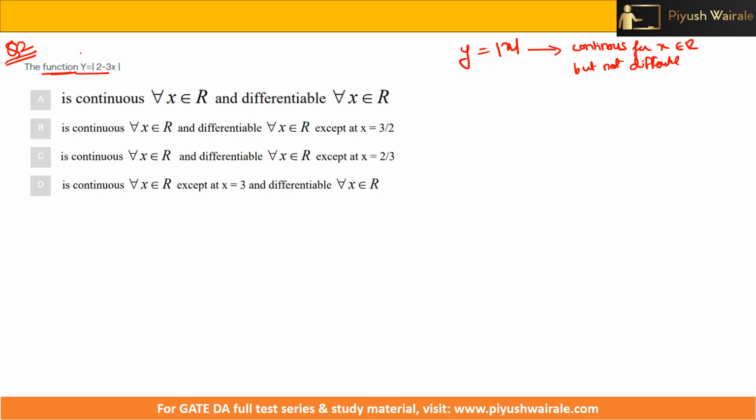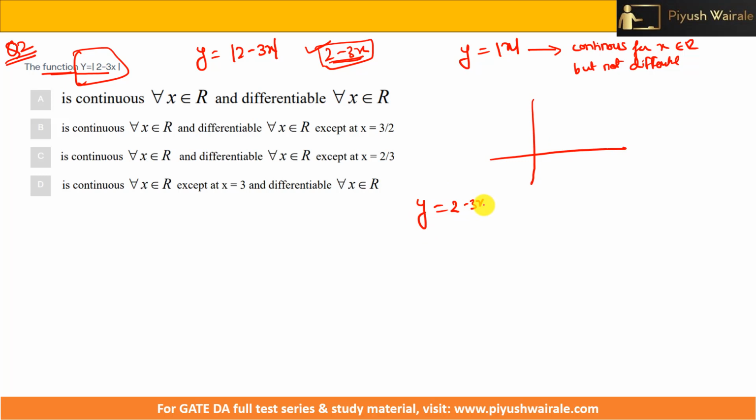Now what about this particular function y equals mod of 2 minus 3x, right? So instead of x we have 2 minus 3x here, right? So what is the critical point for this expression? Critical point means where my y coordinate will become 0. So that is basically y equals 2 minus 3x equals 0, right? So it means 2 equals 3x and x equals 2 by 3, right?